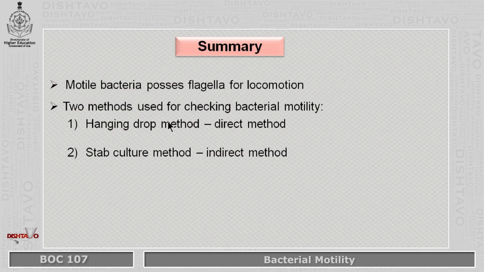Now let us summarize what we have studied. Motile bacteria possess flagella which help them in locomotion. Now there are 2 methods which are used for checking the bacterial motility. First is the hanging drop method. This is the direct method to check the bacterial motility. And second is the stab culture method, which is an indirect method.